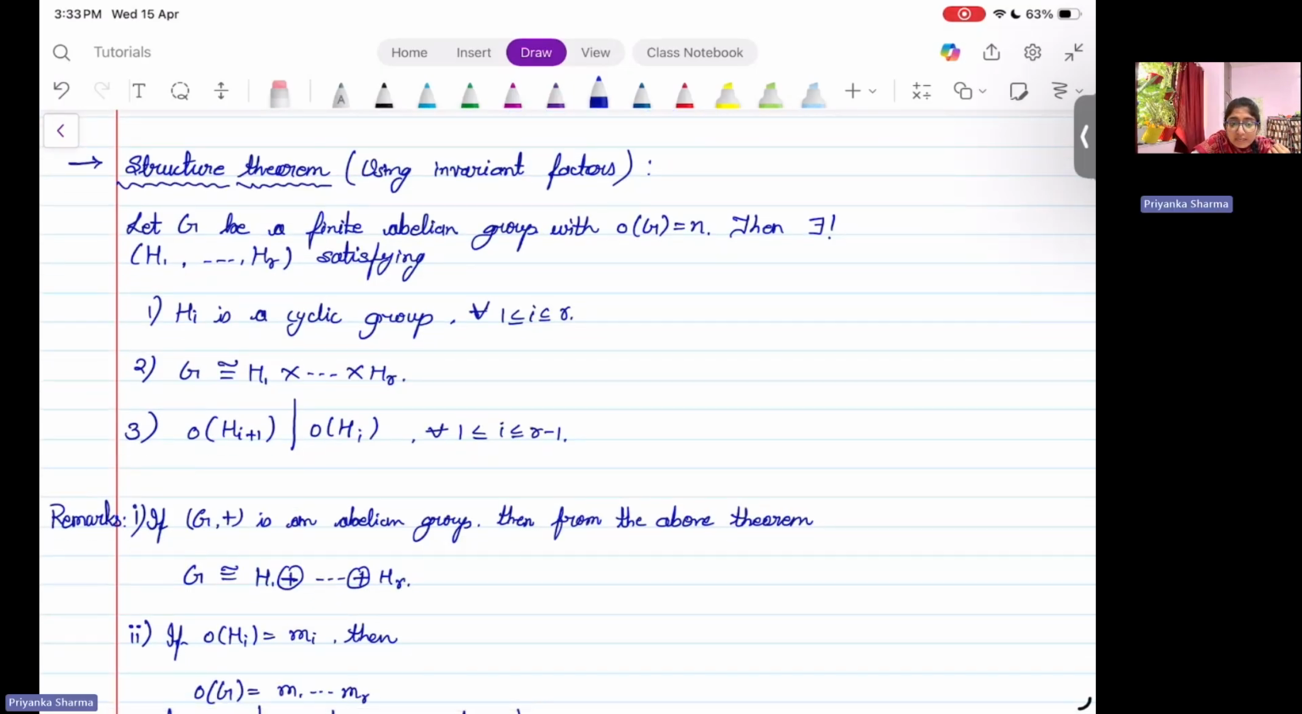It means whenever we express this G as the direct product of invariant factors, then these factors have two conditions. That is, every factor is a cyclic group, and the order of the cyclic group which appears later will divide the order of the previous cyclic groups. Here the order of H2 will divide the order of H1, the order of H3 will divide the order of H2, and so on. That is the third condition.